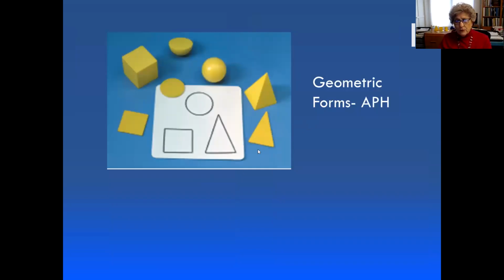The geometric forms from APH are an interesting thing for helping develop concepts. They come with a plastic sheet that has the outline shape of the three different shapes that are in there. There's a cube, and there's a pyramid, and there's a ball. And then there's a half of a ball in there. Then there are the flat versions of those, a square and a circle and a triangle. And in that little sheet, it's raised line so that they can match up not only the flat two-dimensional shape with the outline on the white card, but also the three-dimensional one.